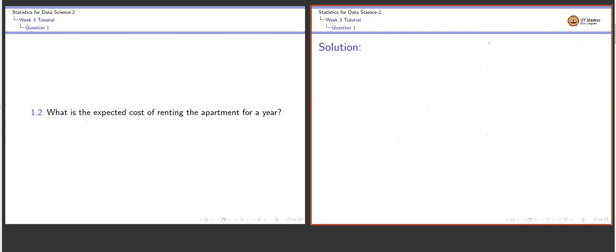Hello students, this is the second subpart of question number 1. The question is, what is the expected cost of renting the apartment for a year? From the previous question we know the total cost of renting, denoted by C, is given as 12 times x plus xy.